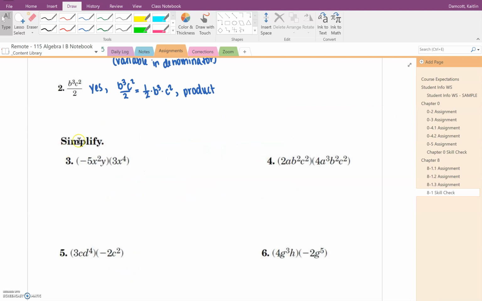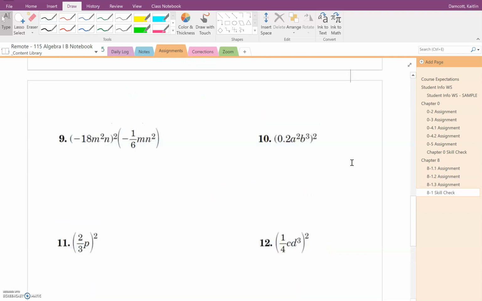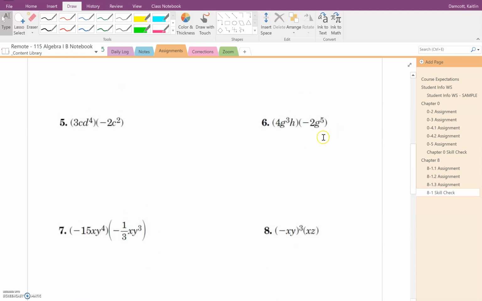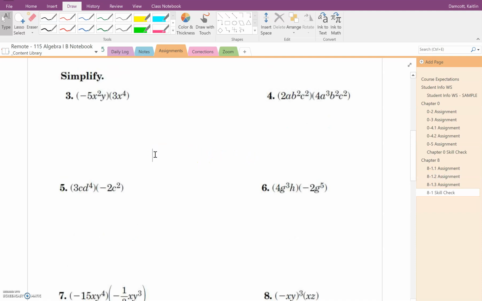Okay, in the next section, we are going to simplify. So we are given some powers here, and we are going to have to do some multiplying. We might see where we've got powers that we're raising to a power, or more specifically, we might have a product here that we're raising to a power. So we're just reviewing some of the ideas that were laid out in the 8-1.2 and the 8-1.3. So I'm going to start with this.